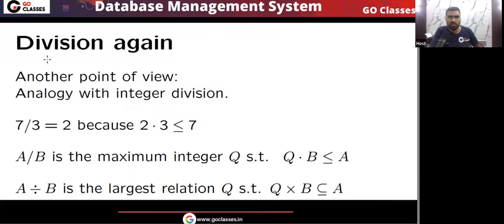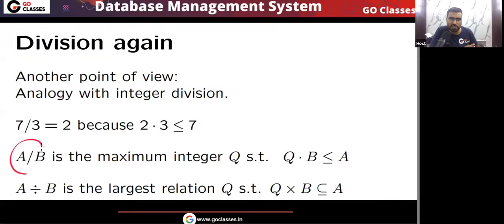That's it. You can see here in the division, in mathematics, a divided by b is the maximum integer q such that qb is less than or equal to a. Now in relational algebra, a divided by b is the largest relation q such that q cross b is a subset of a. Is this clear? Here this is your cross product.